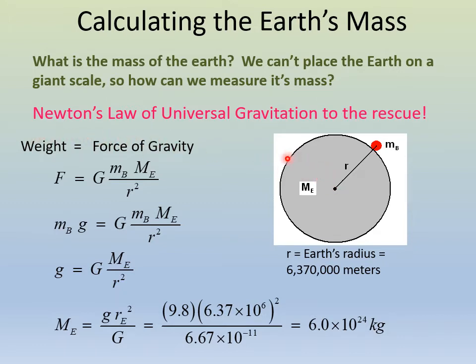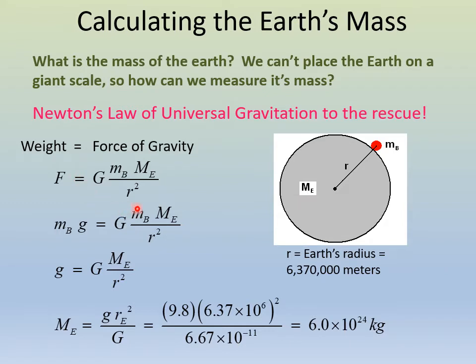So if we take, here's the Earth right here, and let's say we just take a little object like a ball and we set it on the ground. Well, this ball has weight. And even before we knew about what gravity was, we knew that the weight of an object is equal to m g. So this is m, the b is for ball, so we can make sure we distinguish the mass of the ball from the mass of the Earth.